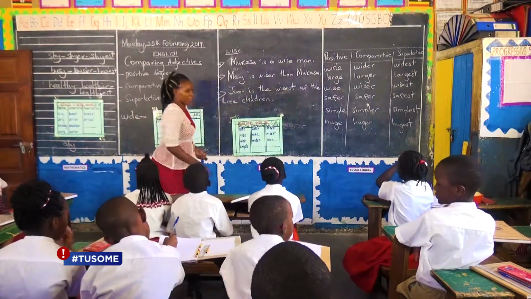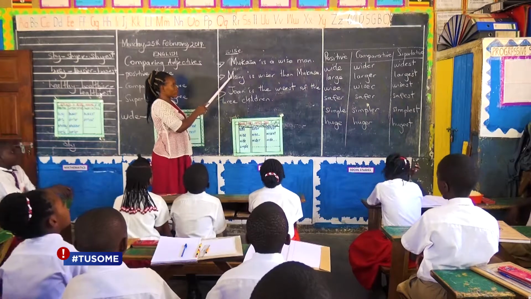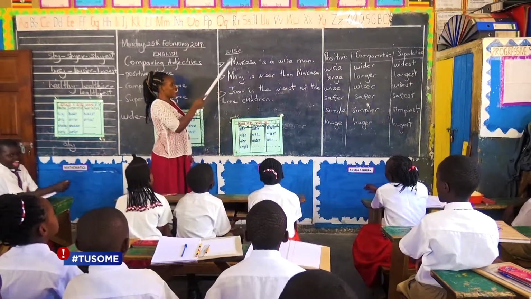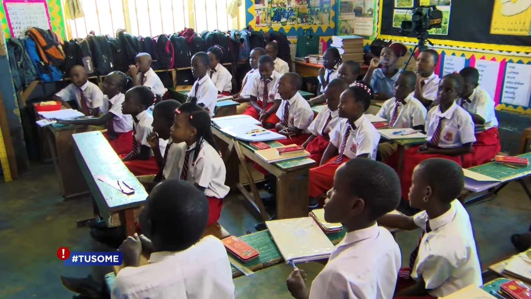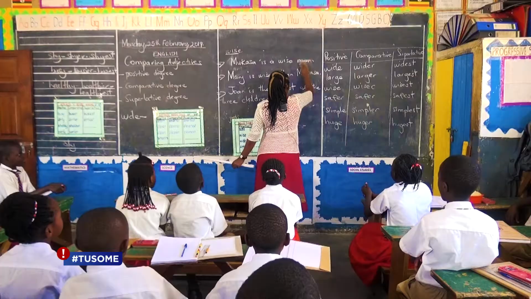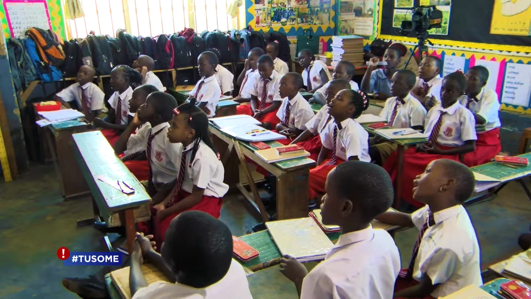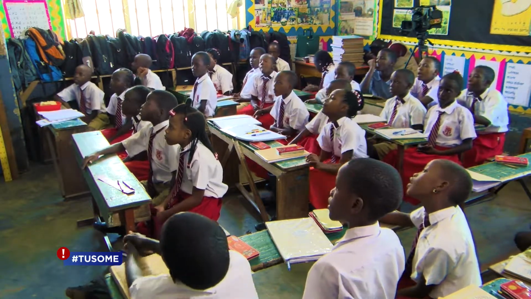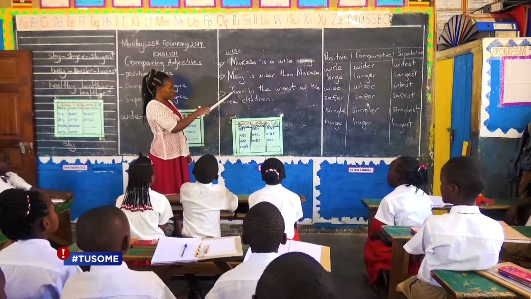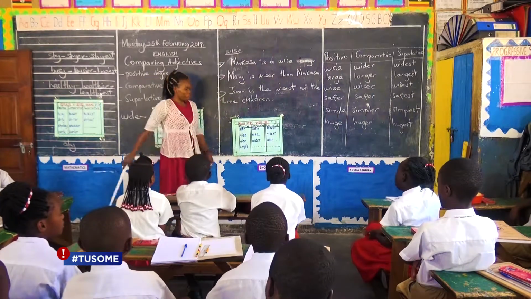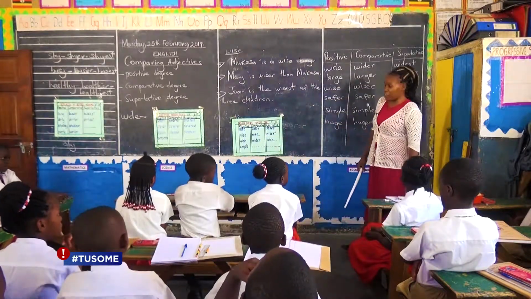Very good. Let's read the sentences together. Mukasa is a wise man. Mary is wiser than Mukasa. Joan is the wisest of the three children. But we are calling Mukasa a man, then we are saying children, so let us call him a boy. Let's read again. Mukasa is a wise boy. Mary is wiser than Mukasa. Joan is the wisest of the three children.